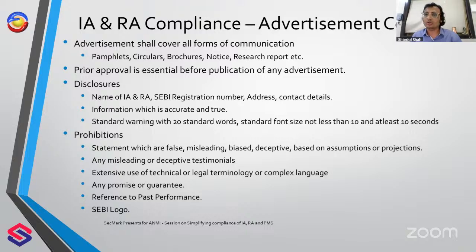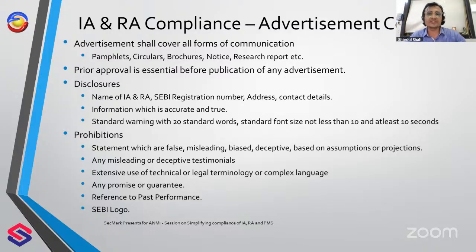Prior approval from the authority is a mandatory requirement before issuing any kind of advertisement. There are certain disclosure norms that should be adhered to when issuing any advertisement. Like a standard warning should be there. It should have a standard 20 words in the SEBI standard font size, and the size should not be less than 10. If there is a visual effect, then the statutory standard warning should be shown on the screen for at least 10 seconds. So all that should be added while issuing any kind of advertisement.